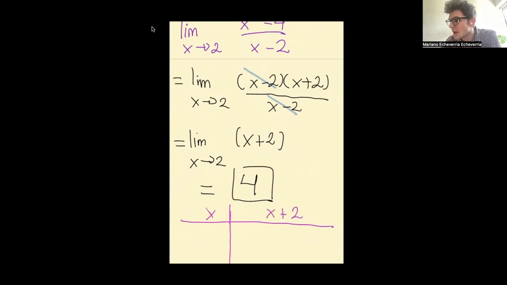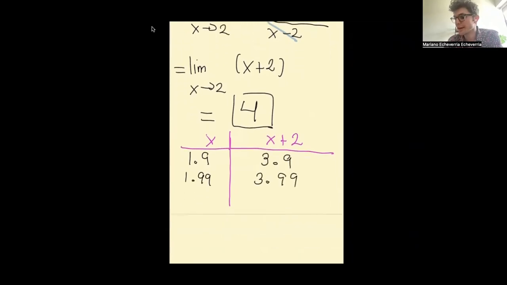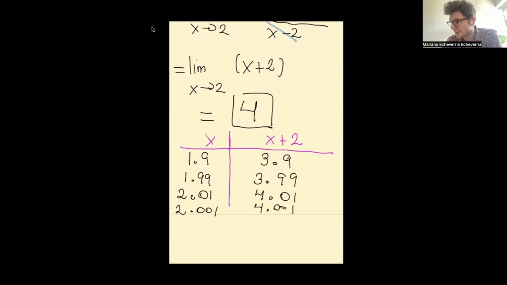So what's a value for x that's close to 2? You could take, for example, x to be 1.9. That number is close to 2. If x is 1.9, x plus 2 becomes 3.9. Or if you take x to be 1.99, that's even closer to 2, and now x plus 2 becomes 3.99. Or you could take x slightly bigger than 2, say 2.01, and then you get 4.01. Or x to be 2.001, and then x plus 2 becomes 4.001.